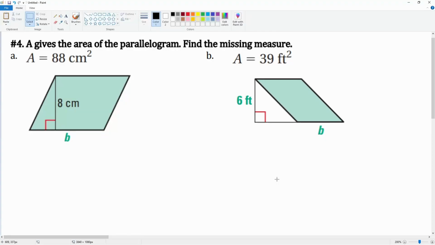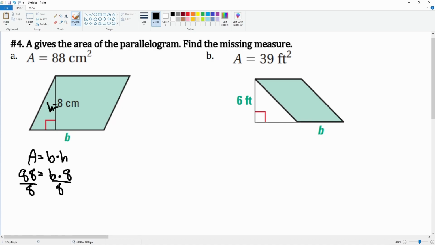Number four, I give you the area of the parallelogram and I need you to solve for that missing value. So we know that the area of a parallelogram is defined by base times height. We have the height here, which is 8, and we are missing the base. We know the area is 88, so we can make that substitution. 88 goes in for the area. We do not know what the base is, but we know that the height is 8.